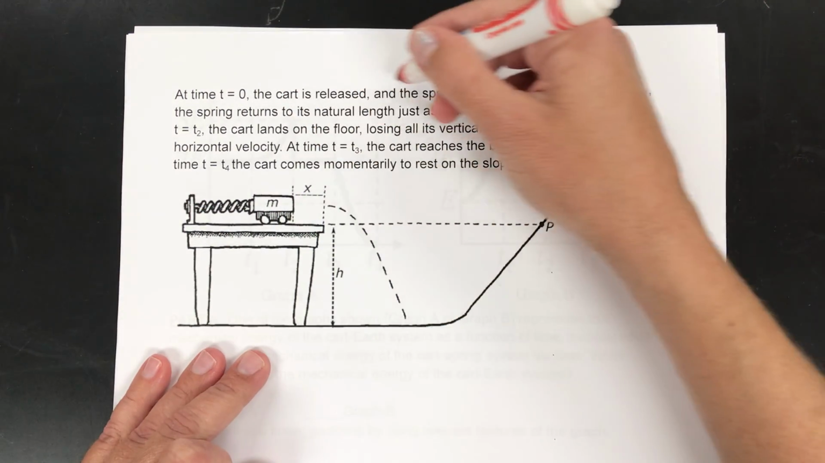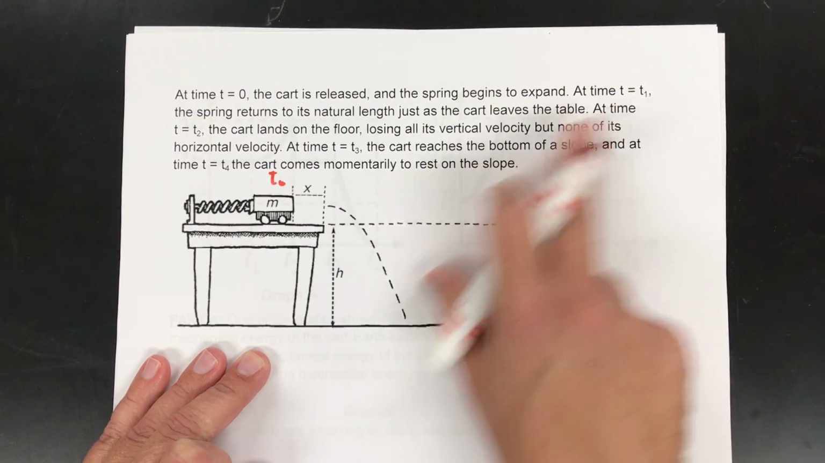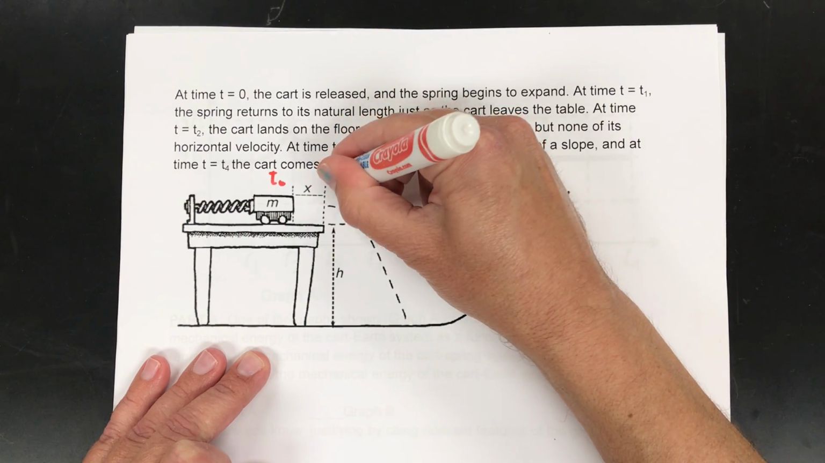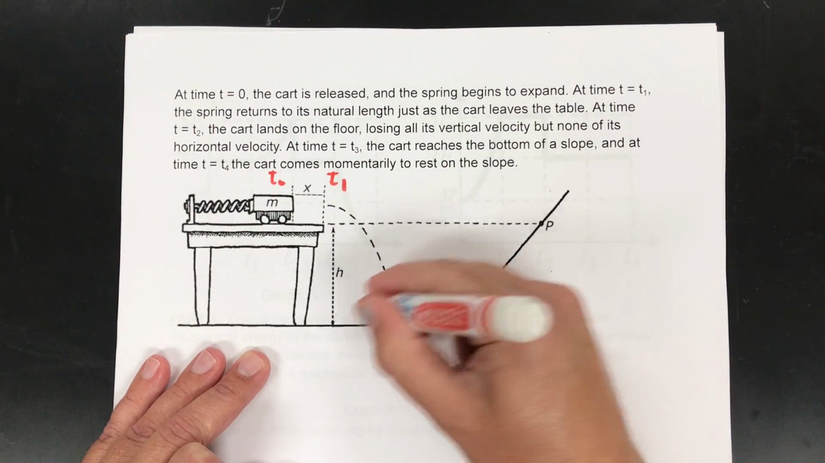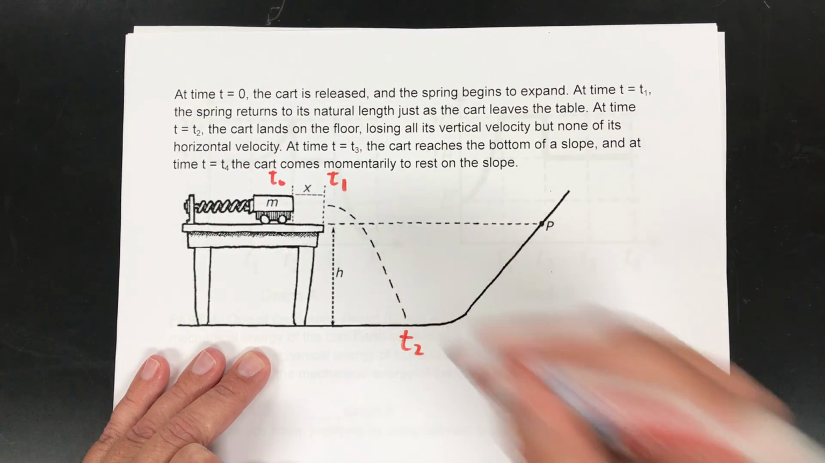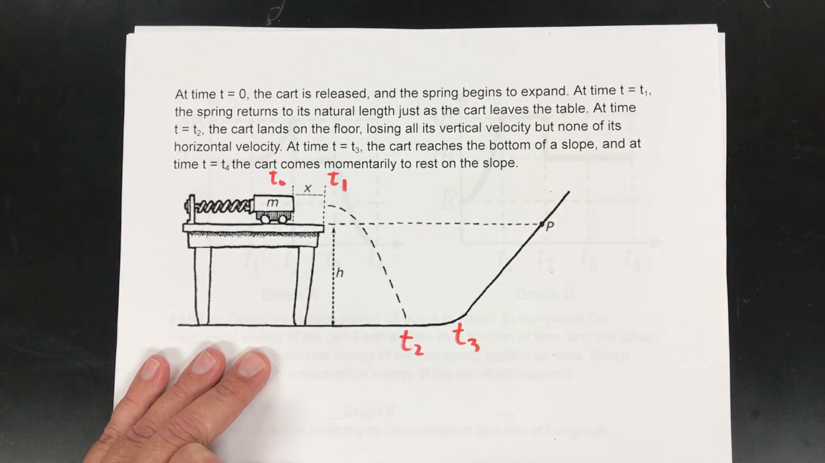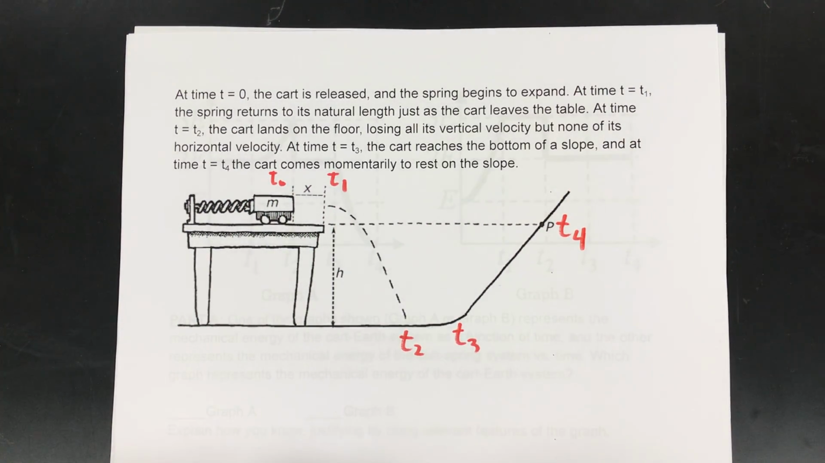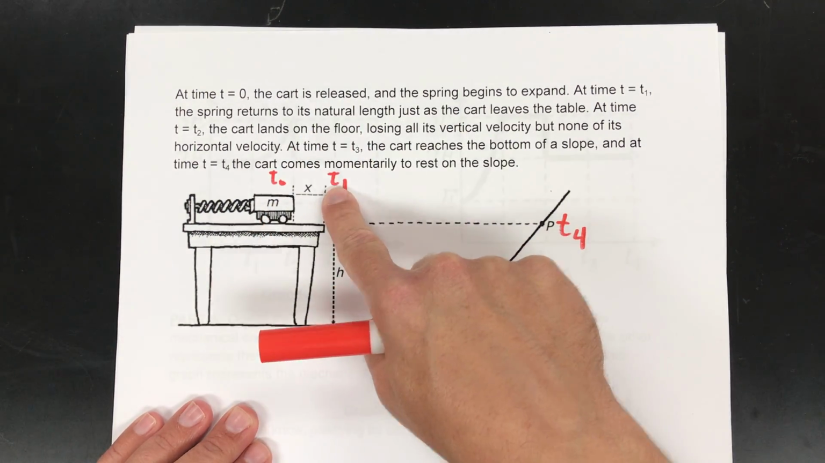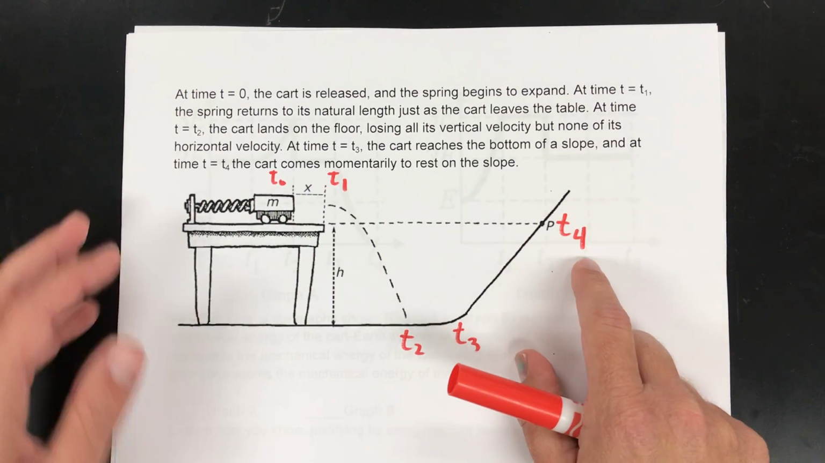It says at time t equals 0, the cart is released, so that is right here, t0, and then the spring begins to expand. At t1, the spring returns to its natural length, and it leaves the table at the same time, so t1's right here. At t2, it lands on the floor, so t2 is that spot right there. At t3, it reaches the bottom of the slope, and at t4, it comes to rest momentarily at the top of the slope on the other side. So released, t0, edge of the table, t1, lands, t2, begins to go up the slope at t3, stops at t4.